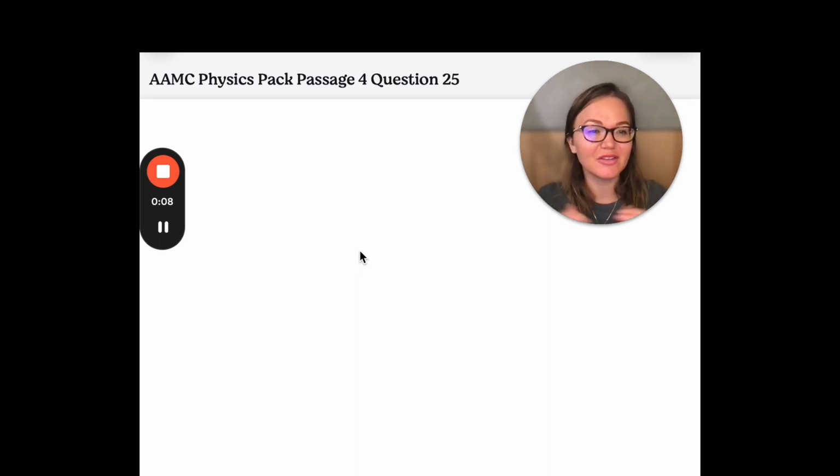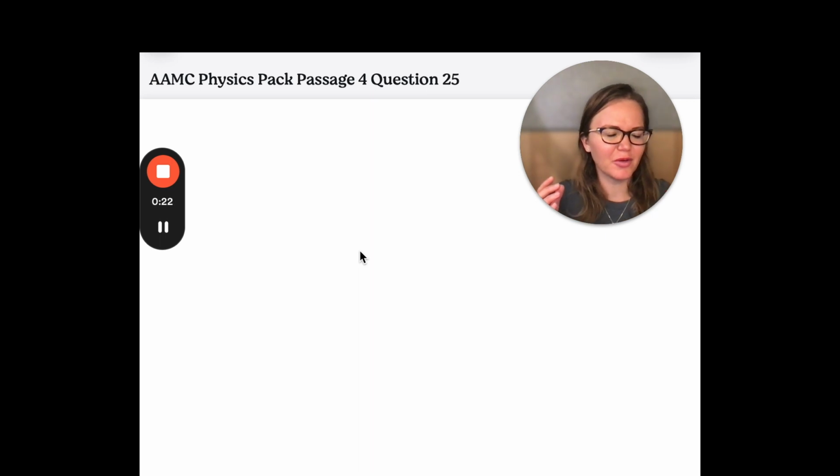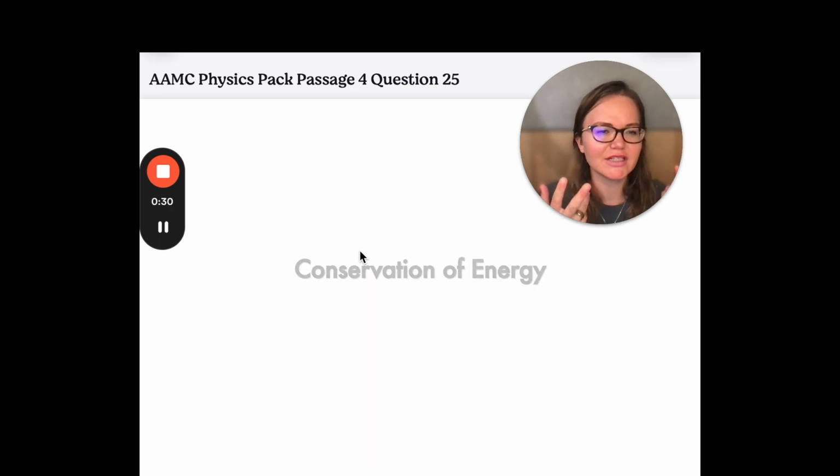This question is still related to passage 4, which is all about our photodiode detector and the photoelectric effect. I love this question because it might seem pretty straightforward, but it gets at a lot of really important electricity-related concepts for the MCAT, including potential energy, kinetic energy, conservation of energy, and the photoelectric effect. So let's break this down.